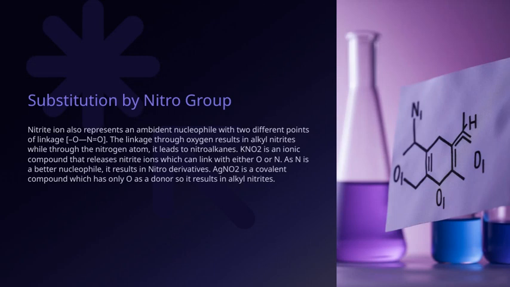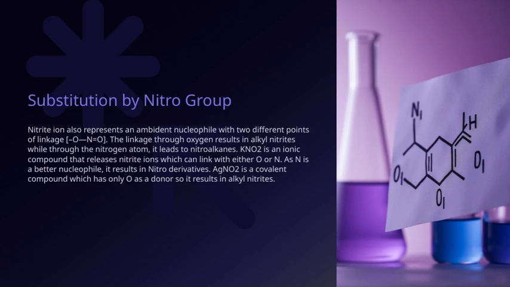Let's take a closer look at the nitrite ion. It's an ambident nucleophile, which means it can link up in two different ways through its two possible points of attachment. One point is through the oxygen atom, resulting in alkyl nitrites. The other point is through the nitrogen atom, leading to nitroalkanes. When potassium nitrite, KNO2, dissolves, it releases nitrite ions that can bond either through oxygen or nitrogen. Since nitrogen is a better nucleophile than oxygen, KNO2 predominantly forms nitro derivatives via the nitrogen linkage.